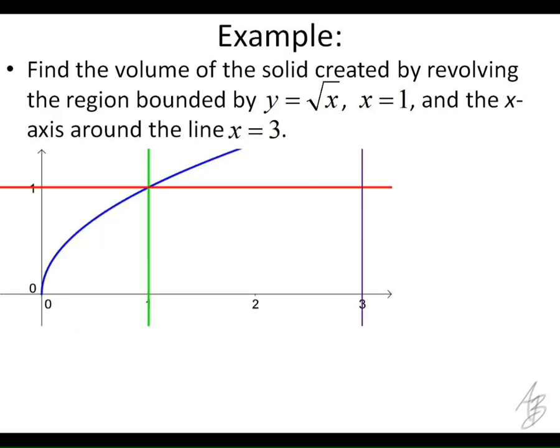In this example, we have the same region. I know you guys are probably getting sick of this. We have the square root of x, we have the x-axis and the line x equals 1. But now we're going to revolve it around the line x equals 3. So this line right here is our axis of revolution.